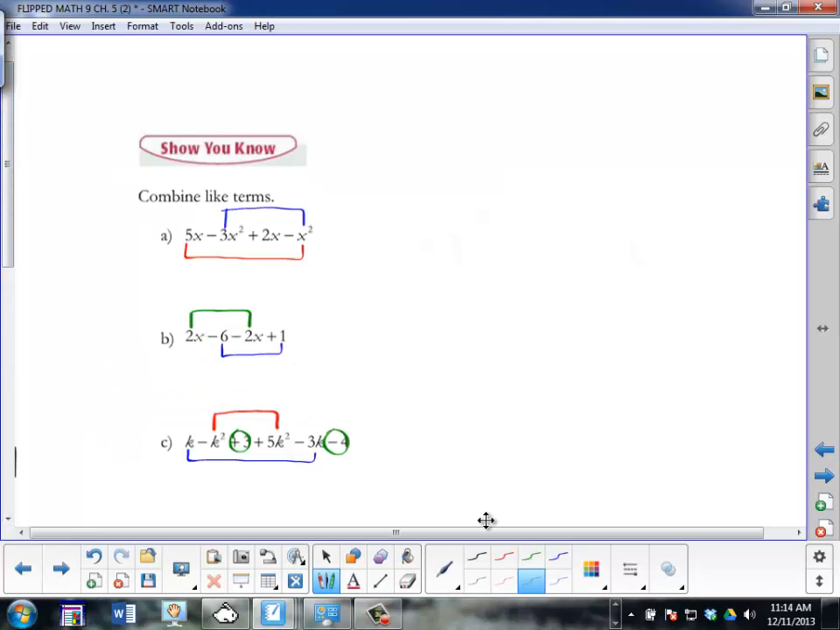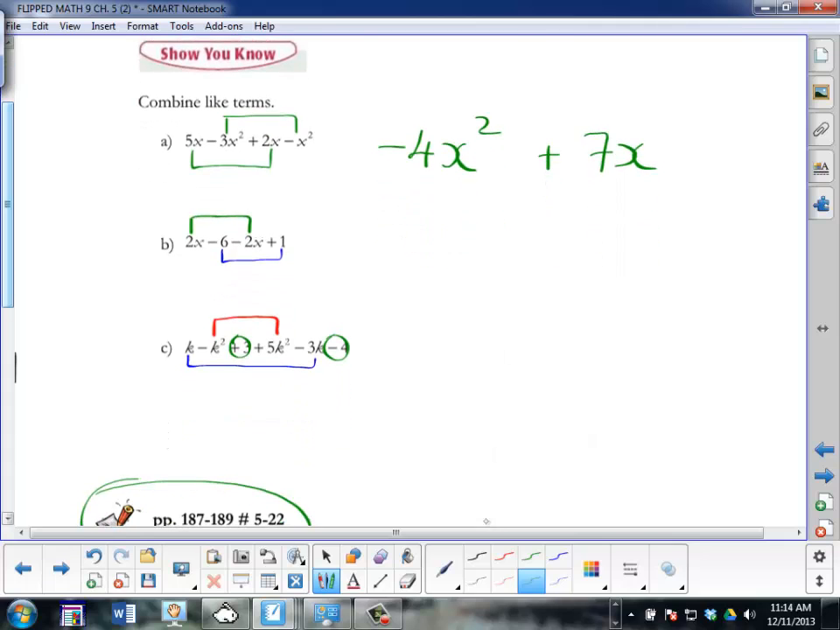So for A, did you recognize that the minus 3x squared and the minus x squared were the same type of term? Minus 3 minus 1 would be minus 4, and then the 5x and the 2x are both the same. Oops, we got a mistake there. Should have been the minus 3x squared minus 1x squared, and then the 5x and the 2x. And that should have given you minus 4x squared, and the 5x and the 2x is 7x. Right, what about the next one here?